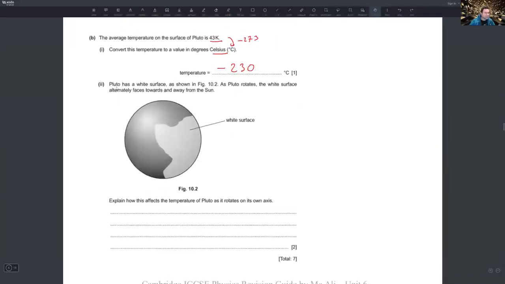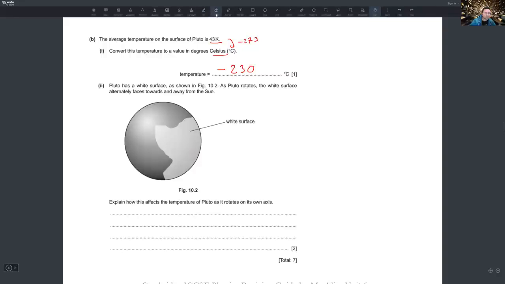Next. Pluto has a white surface. Allah, he mentioned colors. As Pluto rotates, the white surface alternately faces towards and away from the sun. He's saying sometimes it looks at the sun and sometimes it's not looking at the sun, so sometimes it will be hot and sometimes cold. Explain how this affects the temperature of Pluto as it rotates on its own axis.